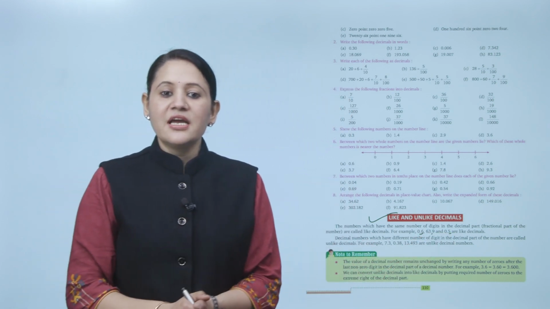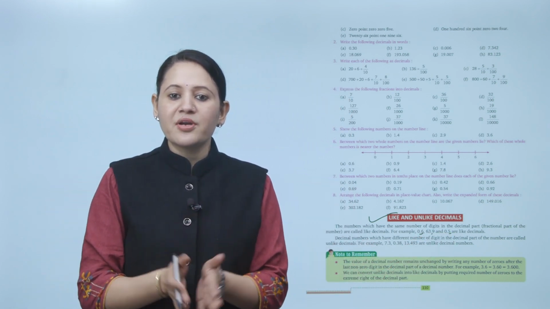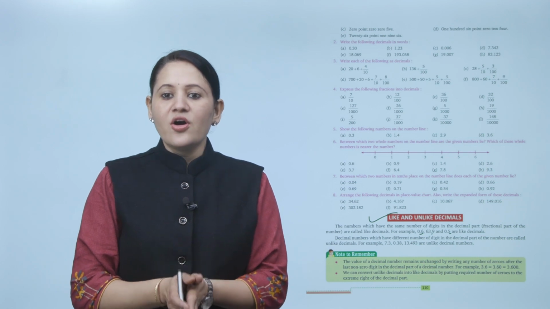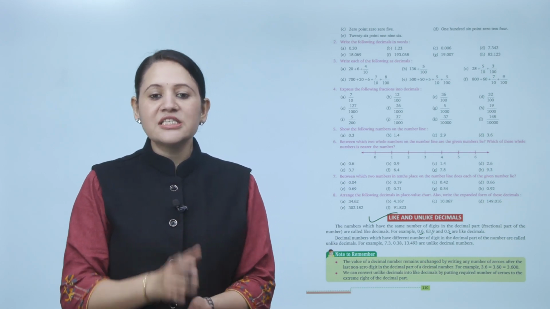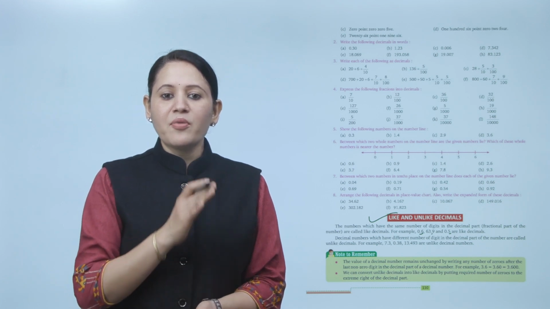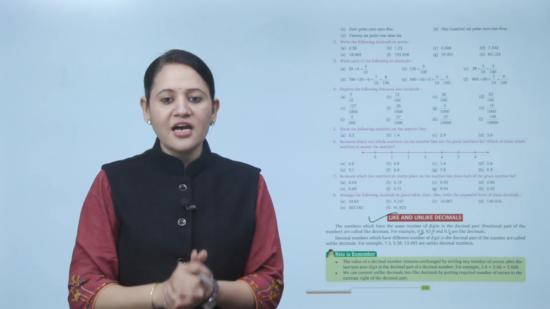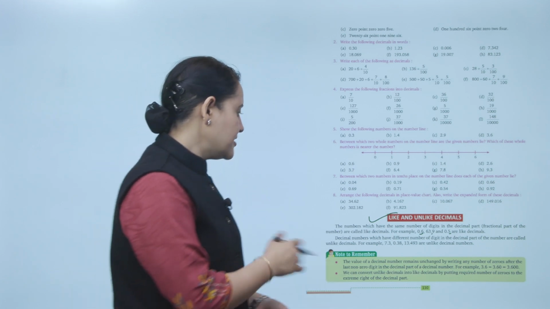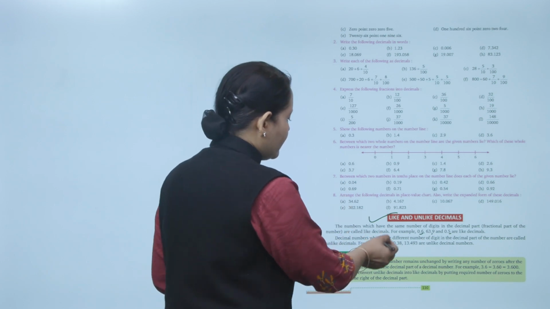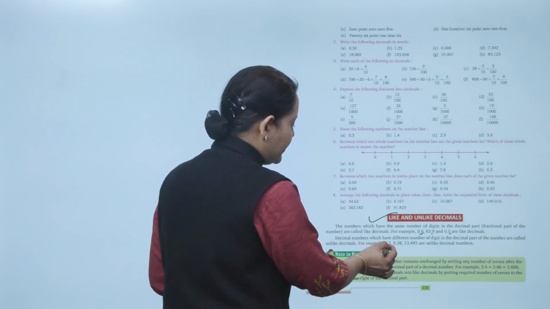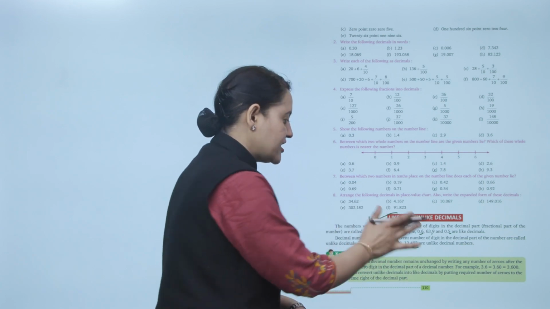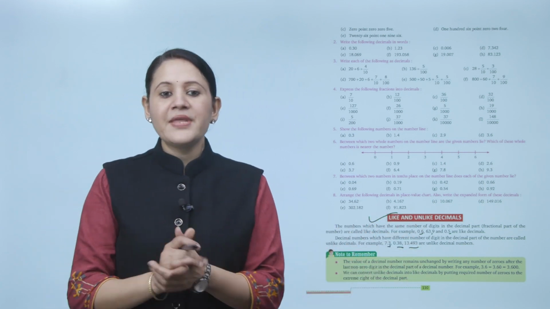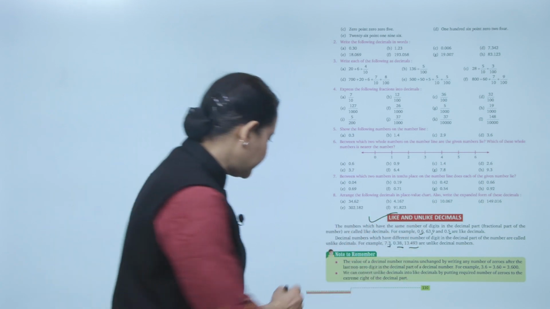Decimal numbers which have a different number of digits in the decimal part of the number are called unlike decimals. For example, 7.3, 0.38, 13.493 are unlike decimal numbers because the number of digits after the decimals are different. Here it is 1, here 2 and here 3. So all these are unlike decimals. Clear? Next is a note to remember.